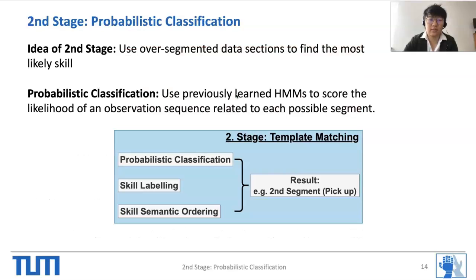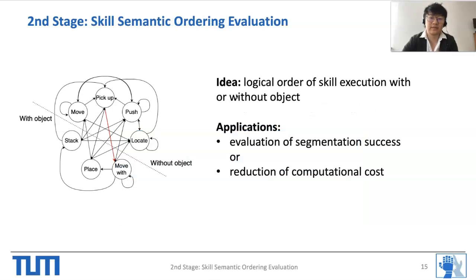In the second stage, we perform template matching on the over-segmented data sections to reduce the number of data sections and label them with skills. In the probabilistic classification unit, we use the previously learned HMMs to calculate the likelihood of an observation sequence related to each possible segment. The idea of the skill semantic ordering unit is that we assume there is a logical order of skill execution. You can use this information to evaluate the segmentation success or to reduce the computation by leaving out some skills.